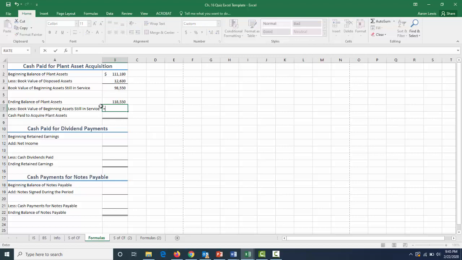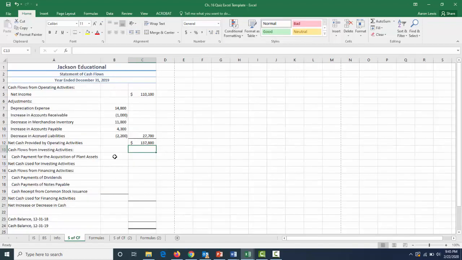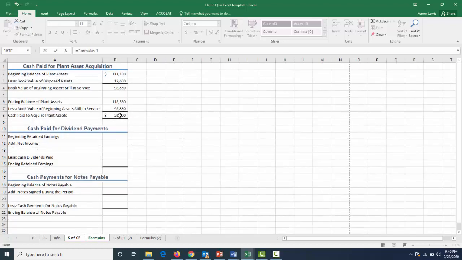How much? Well, it's just the difference between what we ended with and what the book value of our beginning assets still in service was, which is $118,550 minus $98,550, so we spent $20,000 to acquire plant assets during the period. So if we go to our statement of cash flows and fill in the cash payment for the acquisition of land, that is equal to $20,000.